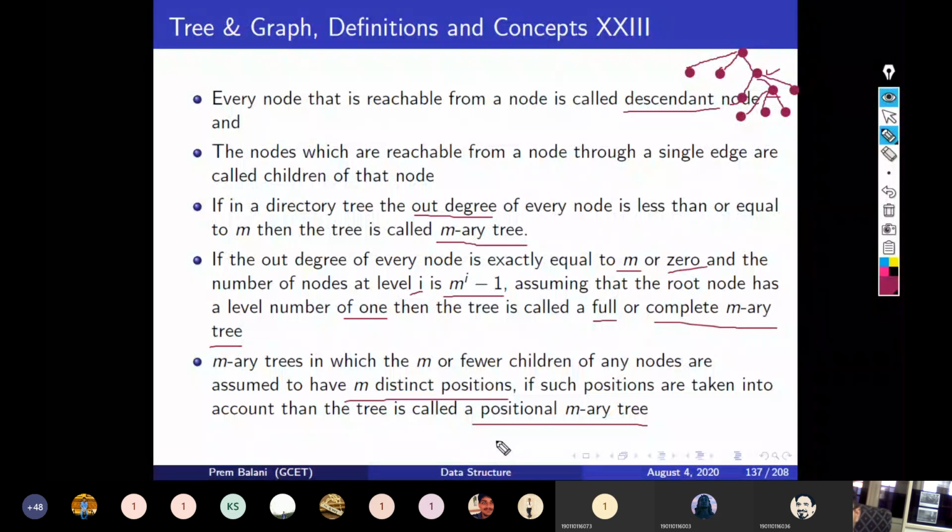That means every node may have m or fewer children, and if you are able to put these children at different positions, meaning you change the order of these children, and you consider it as a distinct tree after changing the order, then it is called the positional m-array tree, right? So let's go ahead.